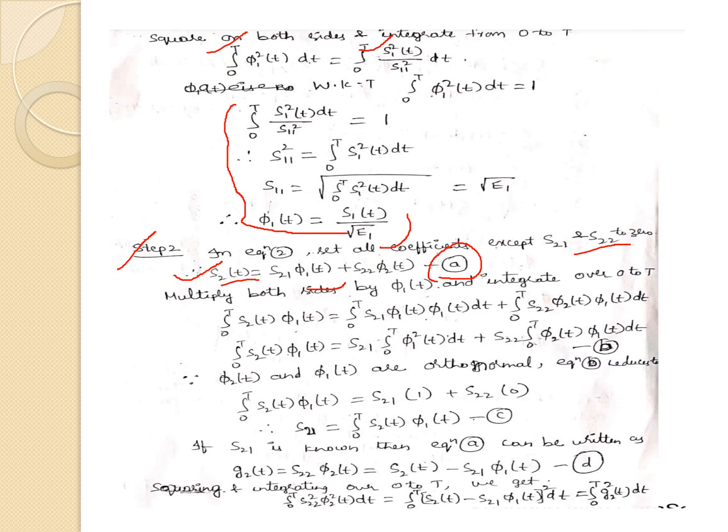Multiplying both sides by phi 1 and integrating over t, we get S21 equal to the integration of 0 to T of S2 of t and phi 1 of t. So if S21 is known, then equation A can be written as S22 phi 2 of t is equal to S2 of t minus S21 phi 1 of t. Squaring and integrating over the period 0 to T, we get the final equation.